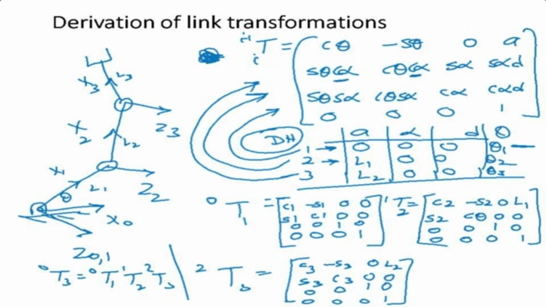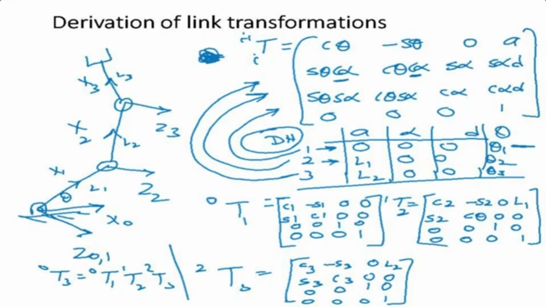Sin alpha, I'm writing 0. A is equal to 0, so it is 0. Now sin theta cos alpha. How much is alpha? Alpha is 0, so cos alpha is 1. So sin theta 1, cos theta 1. Now sin alpha is equal to 0 again. What about the third one? The third is sin theta sin alpha. Alpha is equal to 0, so this becomes 0, 0, and cos alpha is 1, so it becomes 1, and this becomes 0. So that is our first matrix.